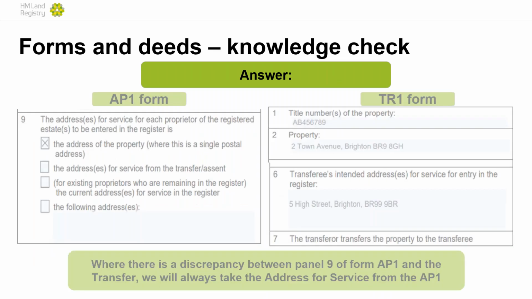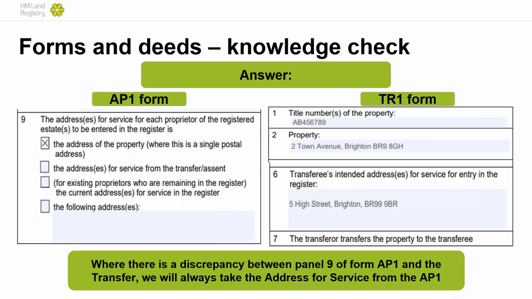The answer is there is a discrepancy between Panel 9 of Form AP1 and the TR1 form. The correct address for service must be in the register, so we can contact the registered proprietor if necessary. We always take the address for service from Panel 9 of Form AP1, so do make sure that it is correct. Most of these issues seem like minor errors, and we appreciate it is easy to make such mistakes.